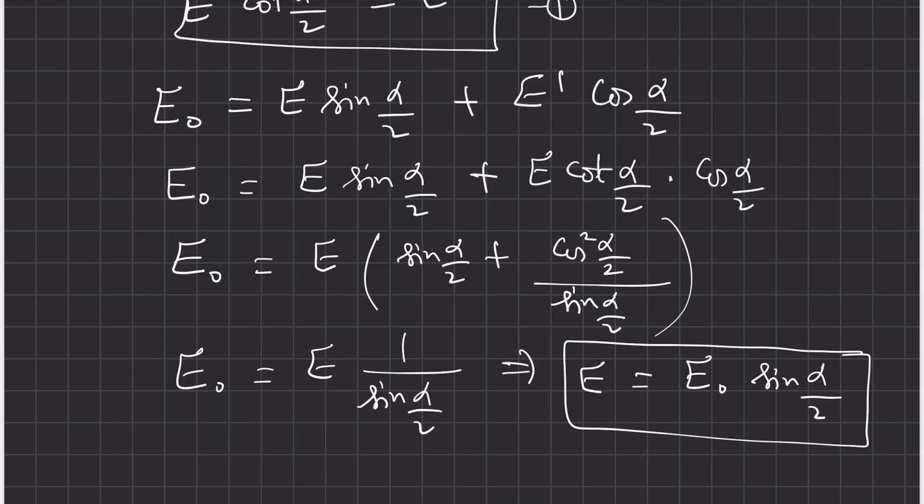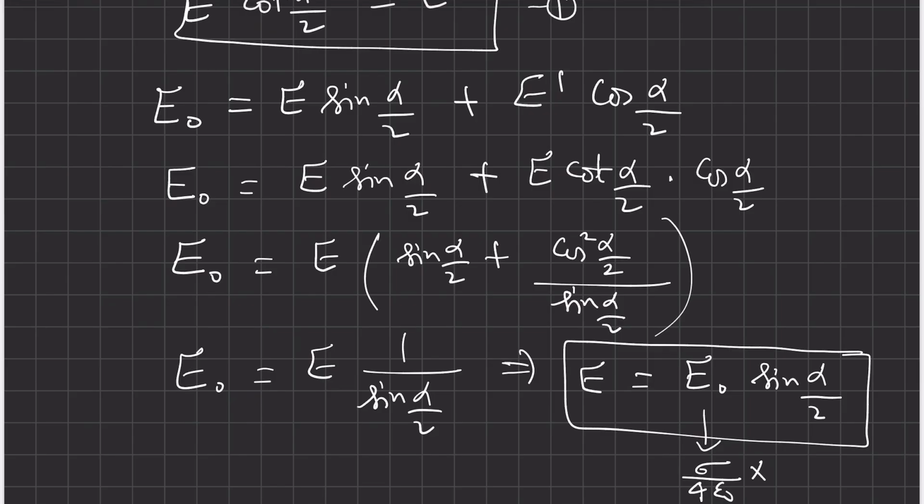So if somebody asks you, let's say, due to the quarter shell, what would be the electric field? That would be very easy, because we know that E naught is simply sigma upon 4 epsilon naught, and alpha in that case will be 90 degrees. So sin 45, that is 1 by root 2, would give the electric field.